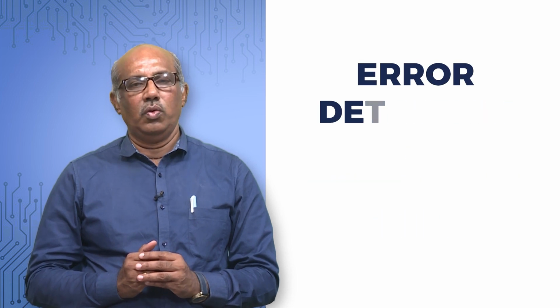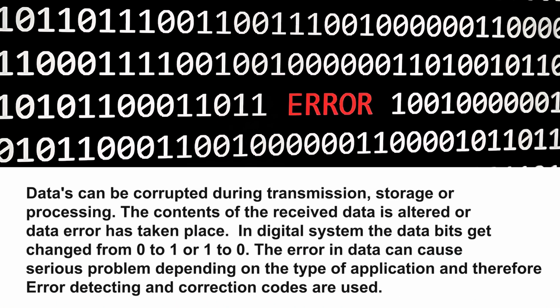Now, we will come to the error detection and correction codes. We know that data can be corrupted during transmission or during storage. The contents of the received data are altered, or a data error has taken place during transmission or during storage. In a digital system, the data bits get changed from 0 to 1 or 1 to 0. The error in data can cause serious problems depending on the type of application.